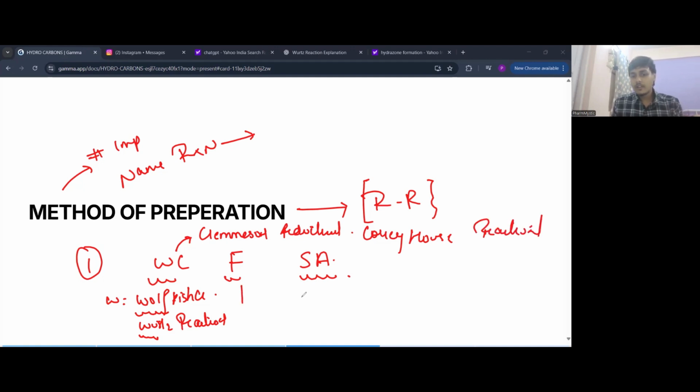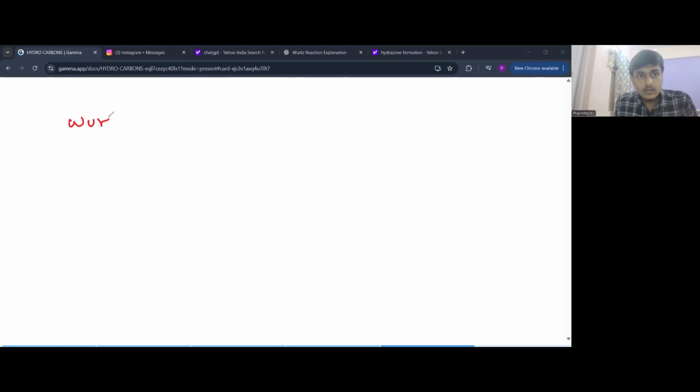F stands for Frankland reaction. So these are the five important name reactions whose end product is alkane. We will see one by one. That is Wurtz reaction and Frankland reaction.